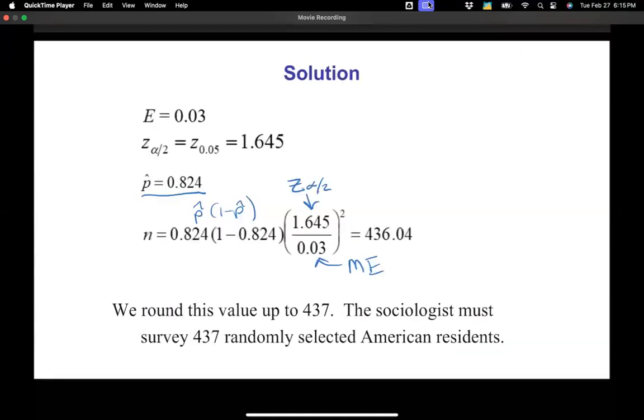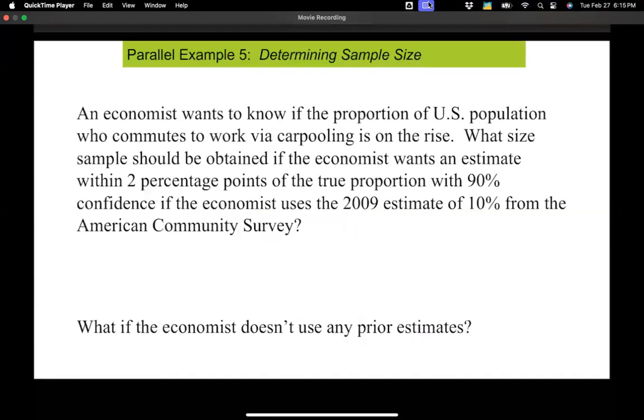So we're going to do one with the prior estimate and one without. We're going to do one by hand. It's a lot. For some reason, I learn better when it's written out as it's talked through. An economist wants to know if the proportion of US population who commutes to work via carpooling is on the rise. We want to know what size sample we should obtain if we want an estimate within 2 percentage points with a 90% confidence interval.